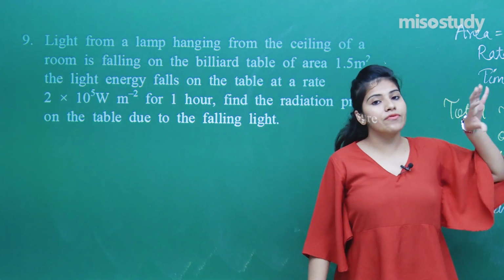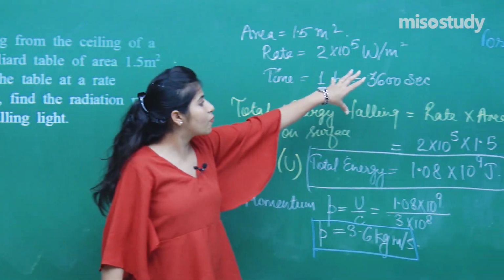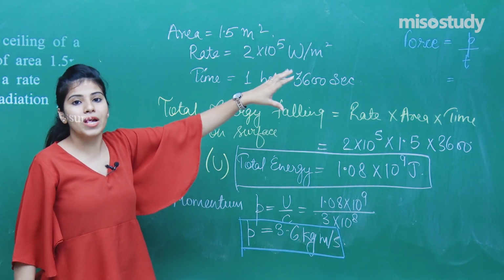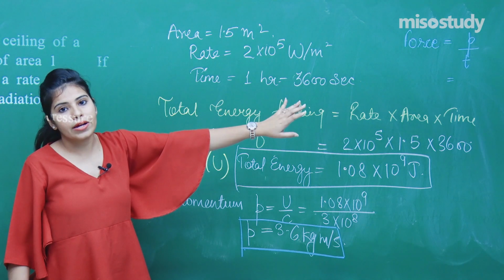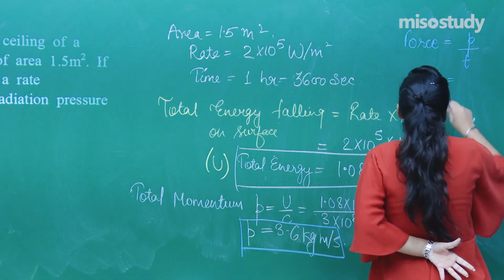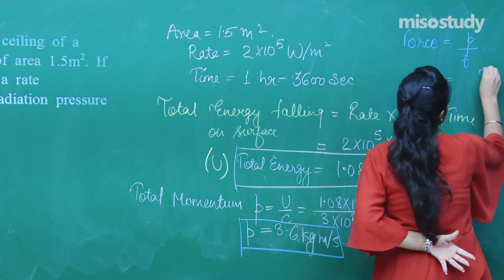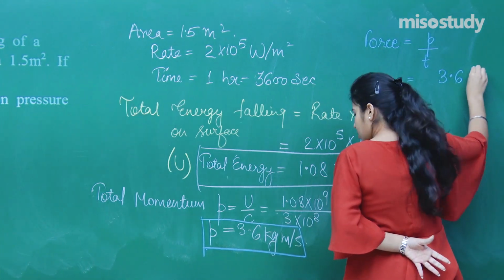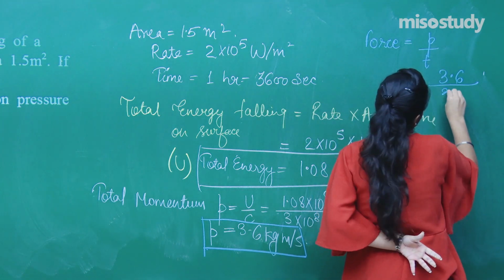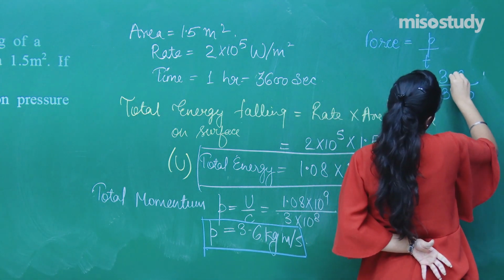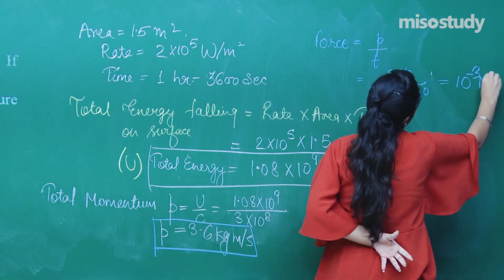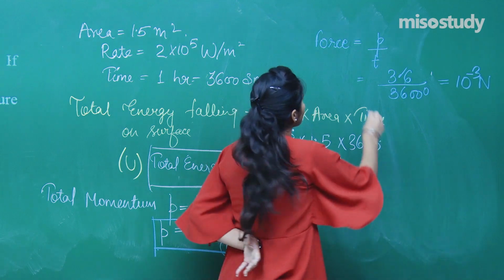So if we have reached a point where we have found the force, we can easily find the pressure by applying the formula, pressure equals force upon area. So force equals momentum upon time. Momentum is 3.6 simply divided by time, which is 3600. So it is simply coming out to be 10 raised to the power minus 3 Newton. This is your force.